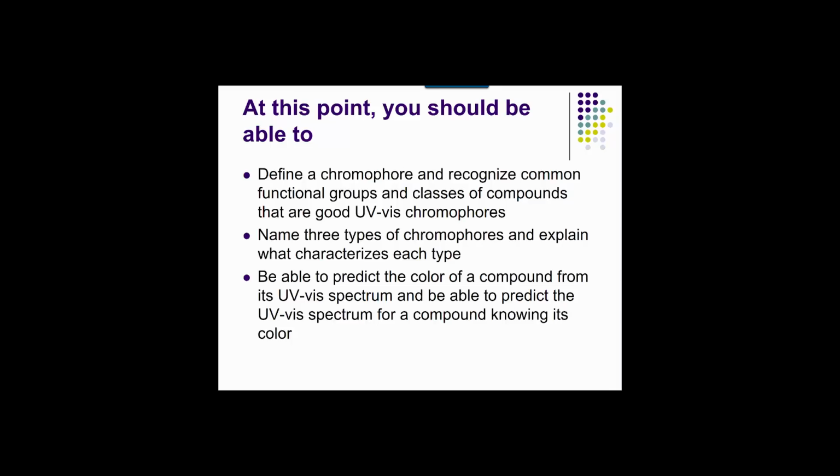And before we stop, though, I'd like you to take a moment, pause the recording, and make sure that you can, one, define a chromophore and recognize the common functional groups and classes of compounds that are good UV-vis chromophores. Name the different types of chromophores and explain what characterizes each type. And lastly, be able to predict the color of a compound from its UV visible spectrum and be able to do the converse. Predict the UV visible spectrum for a compound if you know its color.